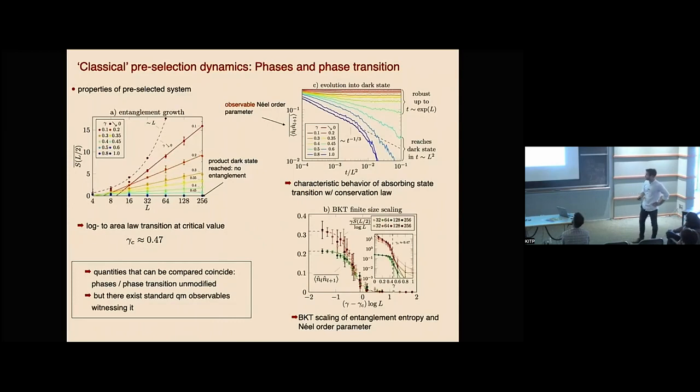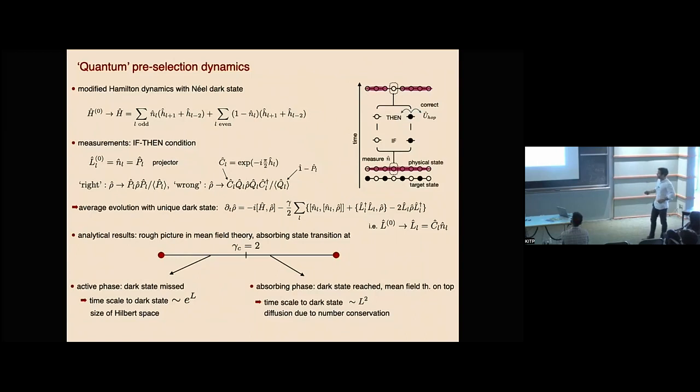Now with respect to the transition itself, we can fit a BKT scaling behavior to the entanglement behavior. So this is the entanglement, and this is the effective central charge coefficient C that we identified previously as undergoing this universal jump. This is also preserved here, plus this observable quantity, the order parameter, also undergoes BKT scaling. So in summary, the quantities that can be compared do coincide. In that sense, phases and phase transitions are unmodified. On the other hand, there now exists a standard quantum mechanical observable which witnesses this transition in the averaged measurement dynamics.